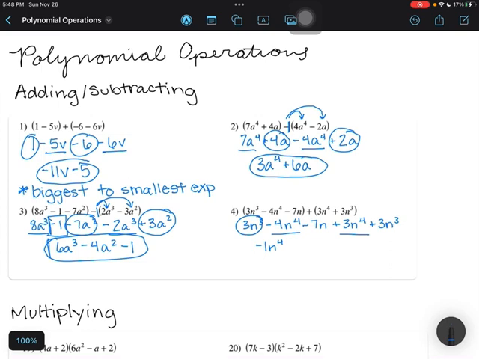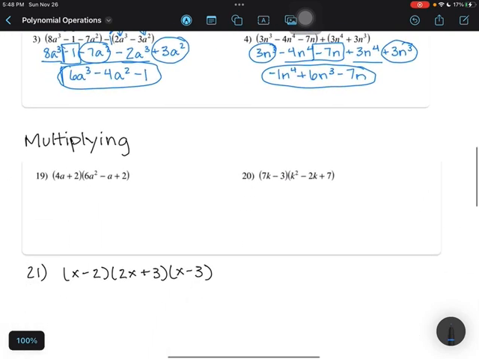And we have a 3n to the third and a 3n to the third, so that combines to be a 6n to the third. And then we have a minus 7n, so minus 7n. And there we go. So that's adding and subtracting. Now we are going to look at multiplying.